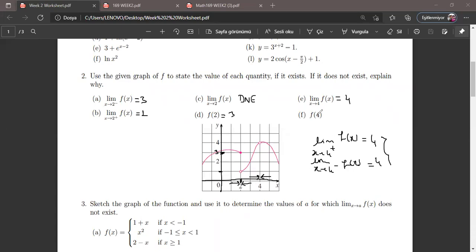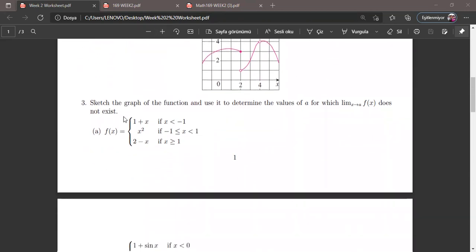What about the value of the function at that point, at 4? We see we have an empty dot, so the function is not defined at that point. Here we say it's not defined. Okay, these are different things. The limit may exist or not, and the value of a function can be defined or not. They are different.